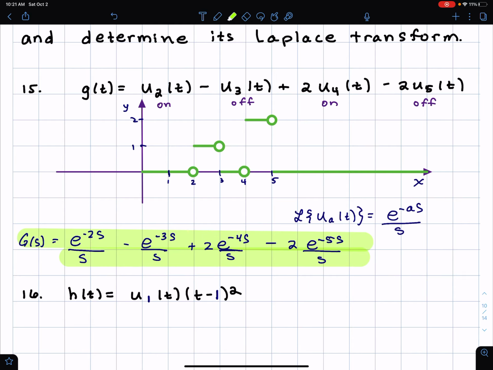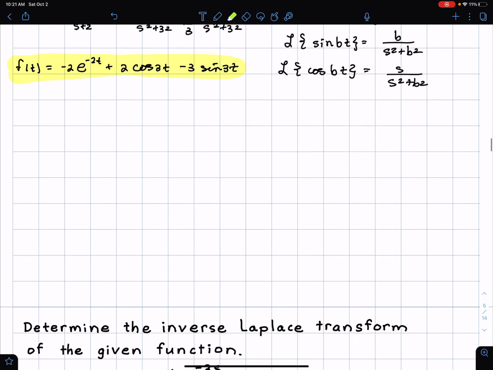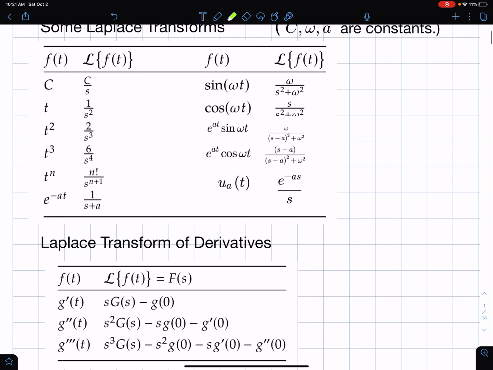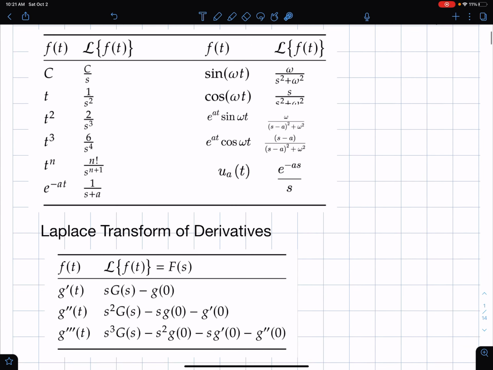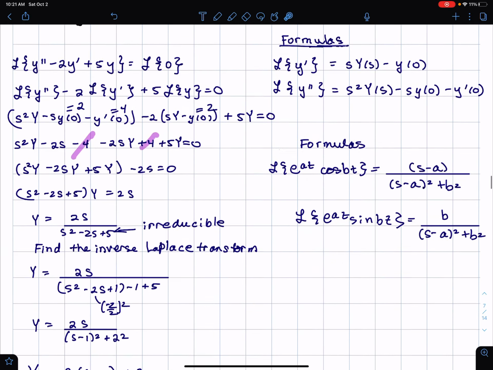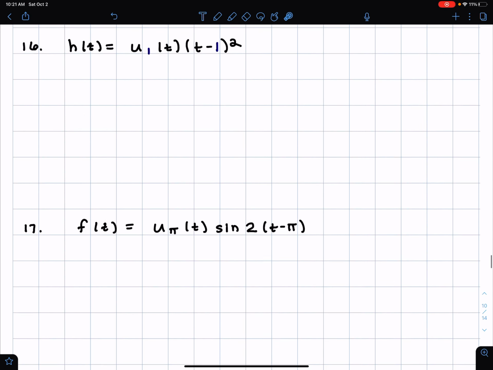The formulas are important, and that was written up here on a table, way up here, that the Laplace transform of u_a(t) is e to the negative as over s. So we have that, and lots of work done here.